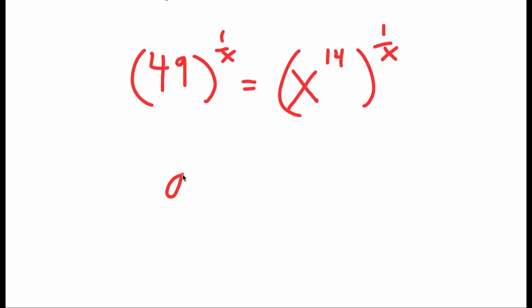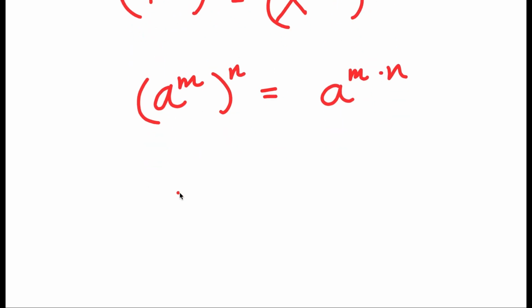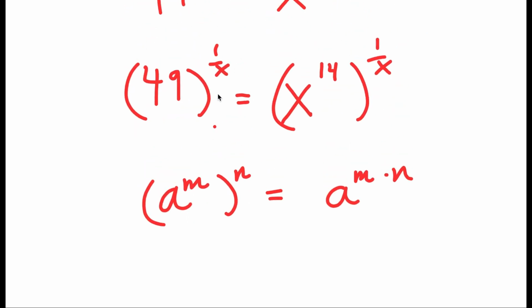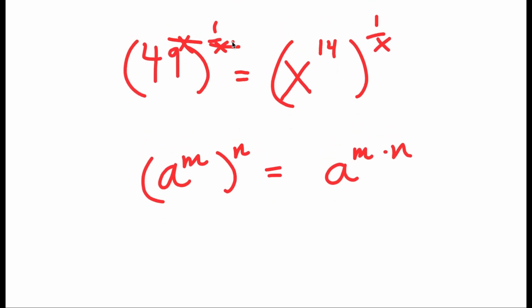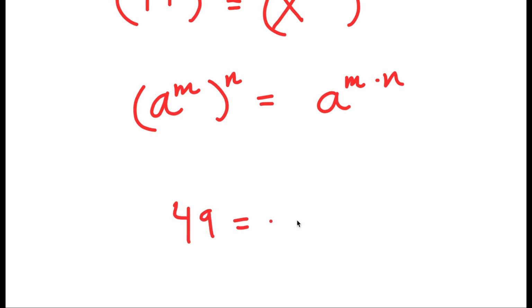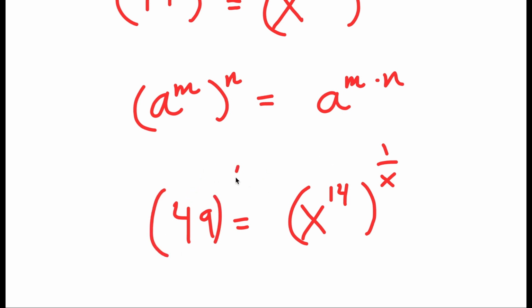Now, if I have something in the form a to the power of m to the power of n, this is equal to a to the power of m times n. So, by the way, this is 49 to the power of x to the power of 1 over x. These two cancel out because x times 1 over x is just 1. So I get 49 is equal to x to the power of 14 to the power of 1 over x. Now I'm going to take the power of 1 over 14 on both sides.